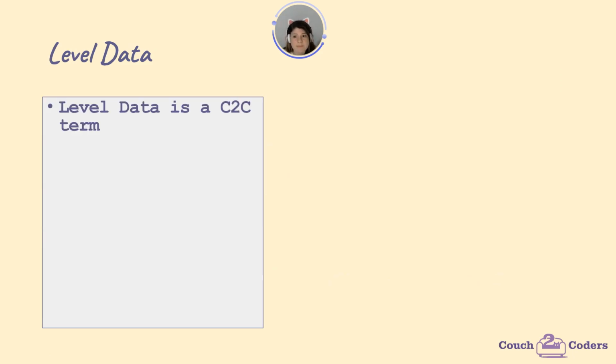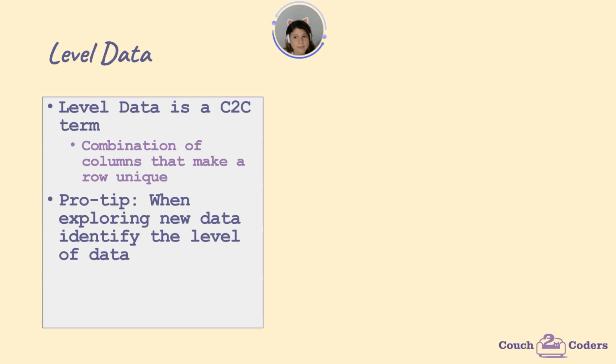Okay, level of data. Level data is specifically a Couch to Coders term, so if you say it to someone else, they don't know what you mean. You can also say atomic data. They probably still won't know what you mean, but they can at least Google that. Level data, how I would explain it, is a combination of columns that make each row unique. So pro tip is when you're exploring new data, as soon as you identify what level your data is at, go ahead and comment that up at the top of your code, and you're going to reference that whenever you're doing your aggregate functions, and it will save you a lot of time.